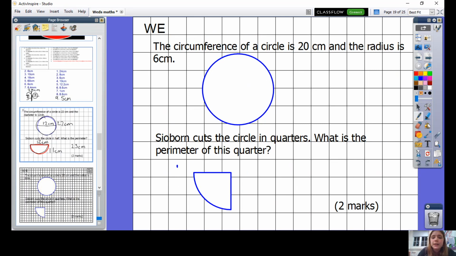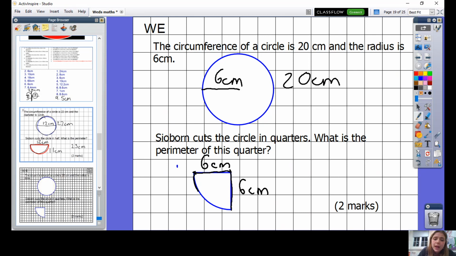The circumference of this circle is 20 centimetres and the radius is 6 centimetres. Siobhan cuts the circle in quarters. What's the perimeter of this quarter? I'm not going to be able to solve this by quartering anything because I need the perimeter. This measurement here, I need to think to myself, is that the radius or the diameter? It's the radius, and I know the radius is 6 centimetres. This length here is also 6 centimetres.